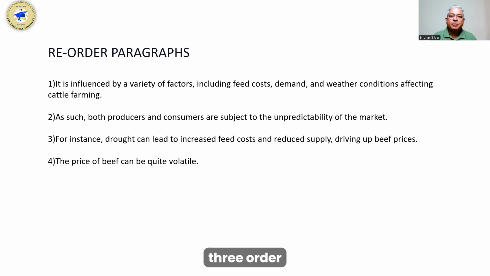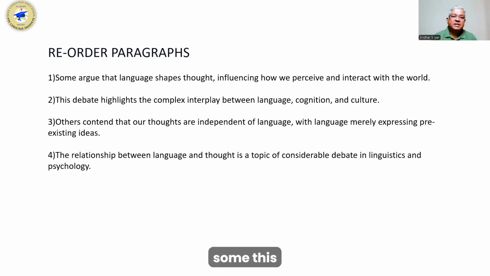Let us dive into the next reorder paragraph. In this reorder paragraph, some, this and others look like they are pairing with another sentence. So the relationship between language and thought is a topic of considerable debate in linguistics and psychology, looks like a standalone sentence. Some argue that language shapes thought, influencing how we perceive and interact with the world, looks like the pair for the introductory sentence. Others contend that our thoughts are independent of language, with language merely expressing pre-existing ideas. This debate highlights the complex interplay between language, cognition and culture, looks like a concluding sentence.